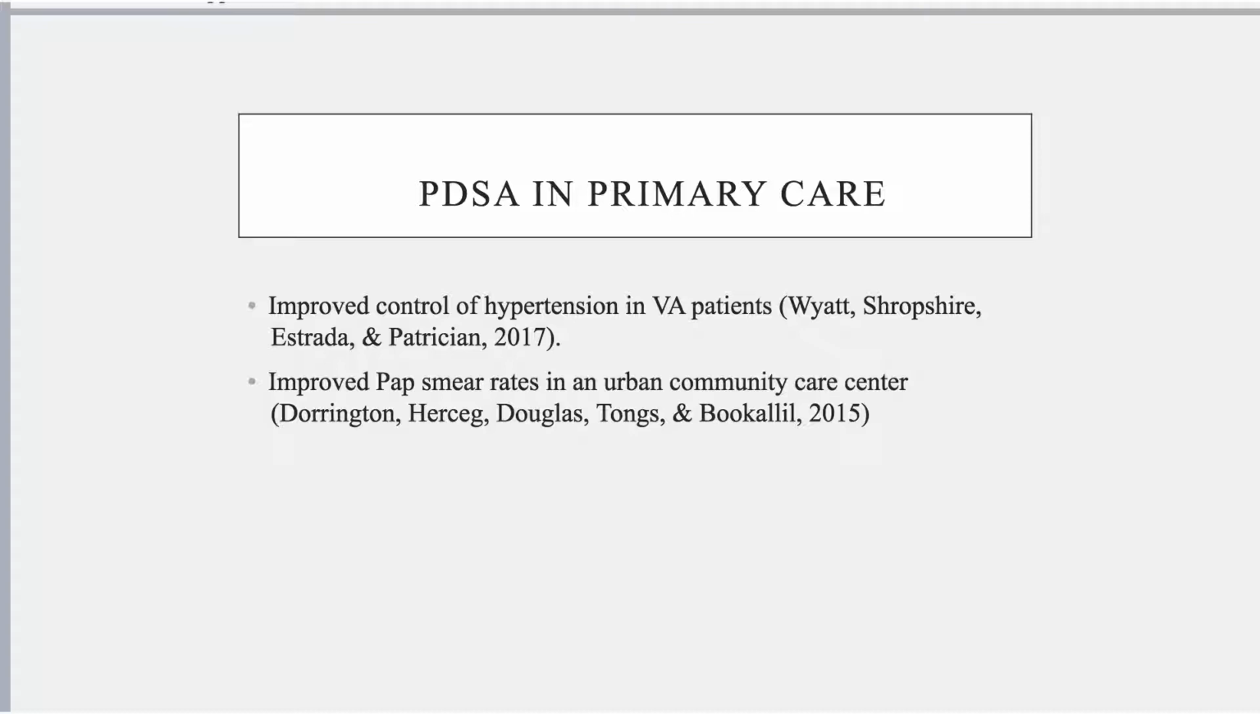The PDSA model has proven to be very effective in primary care. In the study done by Wyatt, Shropshire, Estrada, and Patrician, they improved the control of hypertension in VA patients by using the PDSA cycle. In their study, instead of doing one intervention with each cycle, they did bundles of interventions and just did 2 cycles. During the plan phase, they planned which interventions they were going to use by looking at the strengths and weaknesses of their current system.